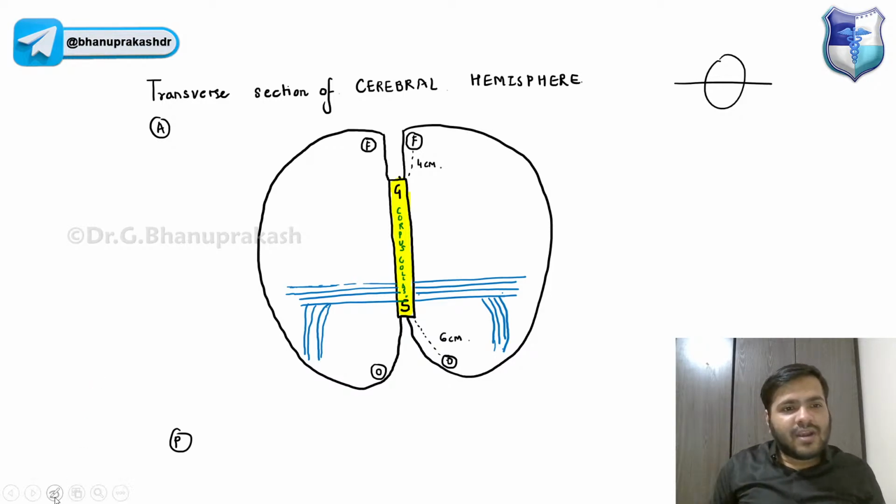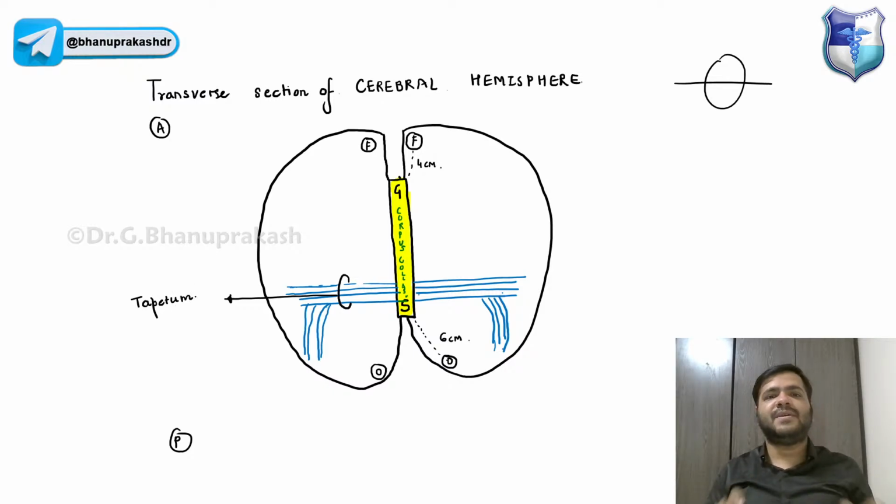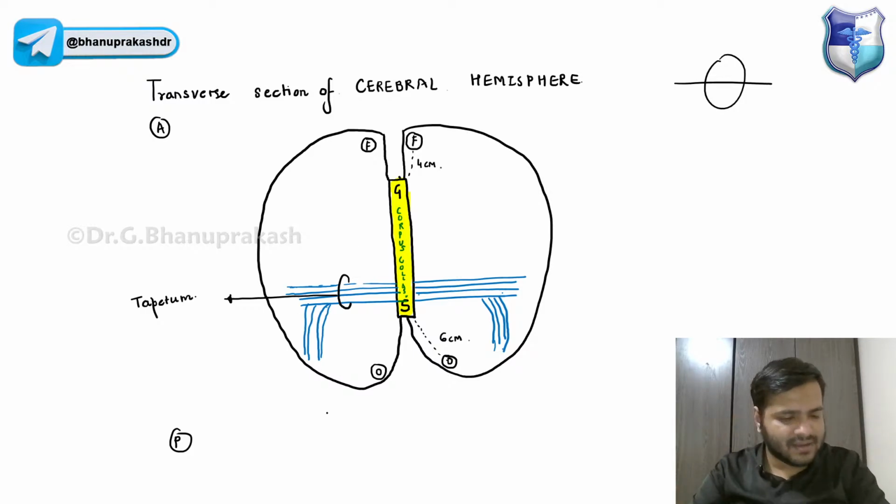Now this is called tapetum. Tapetum, right. These are like horizontal, sorry, transverse fibers. They are connecting the cerebral hemispheres, connecting the parietal lobe and temporal lobe. So these are called the tapetum, guys, including the fibers which are going back also.